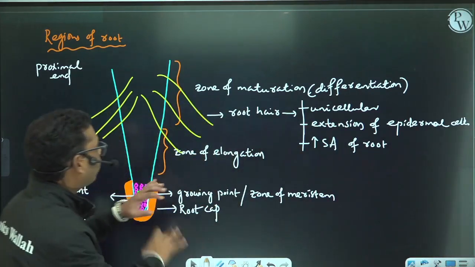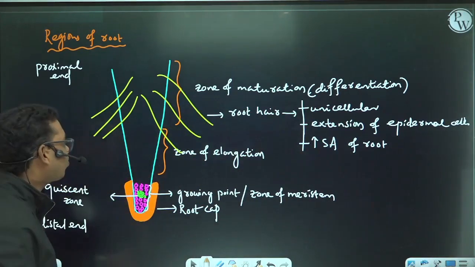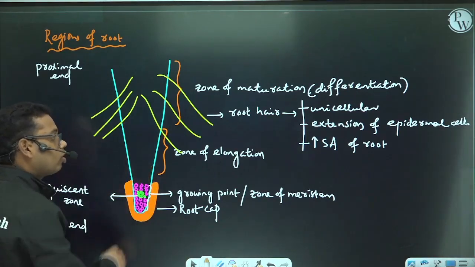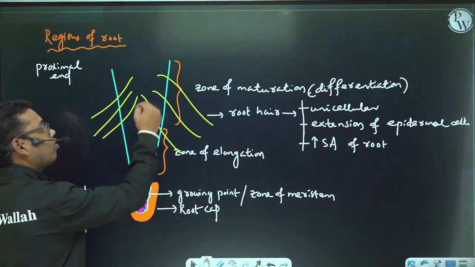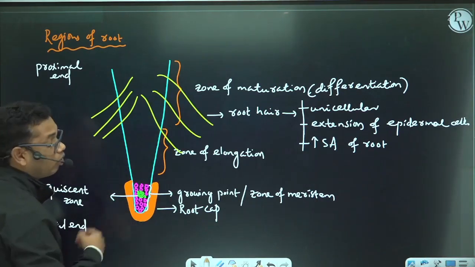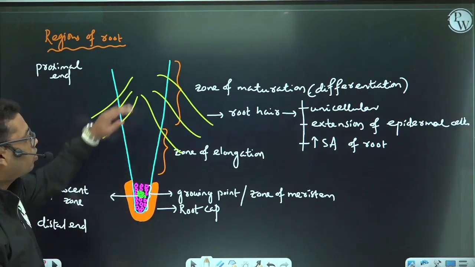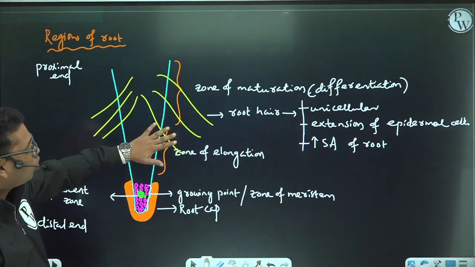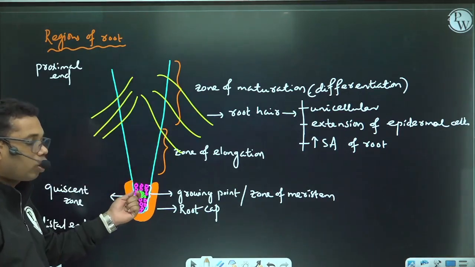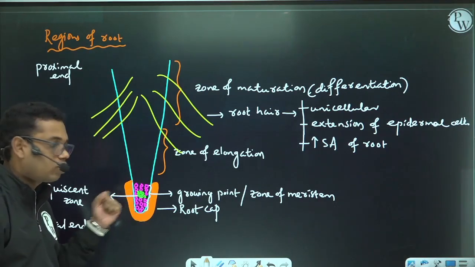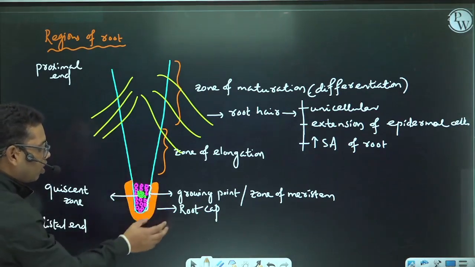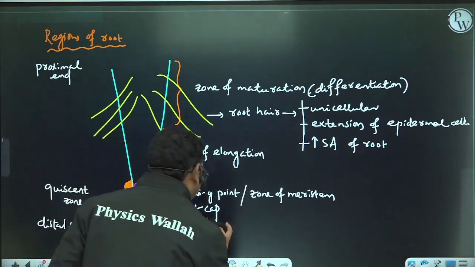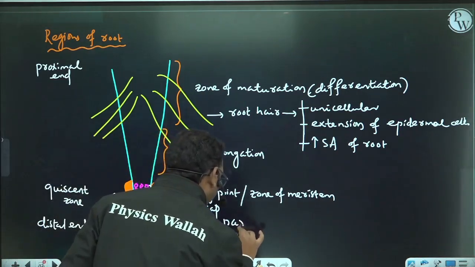So this was about the different zones. Proximal to the growing point, I have the zone of elongation. Proximal to the zone of elongation, I have the zone of maturation. Or in other words, distal to the zone of maturation, I have the zone of elongation. Distal to the zone of elongation, I have the zone of growing point or zone of meristem. And the zone of meristem is protected by the root cap, and this root cap is parenchymatous in nature.